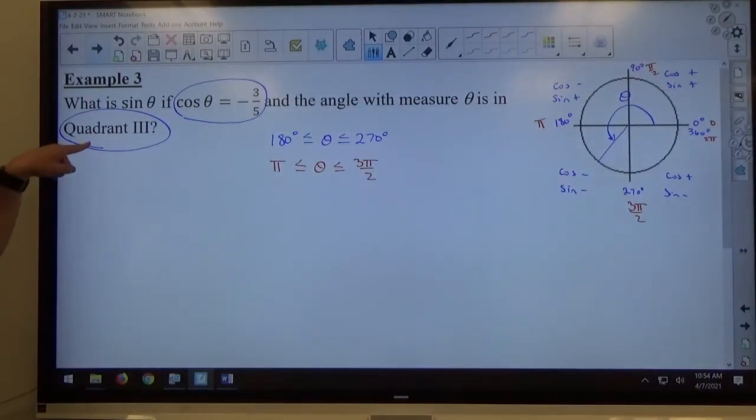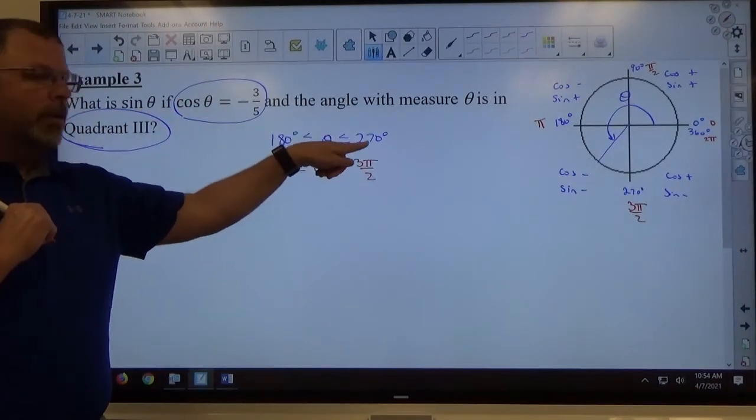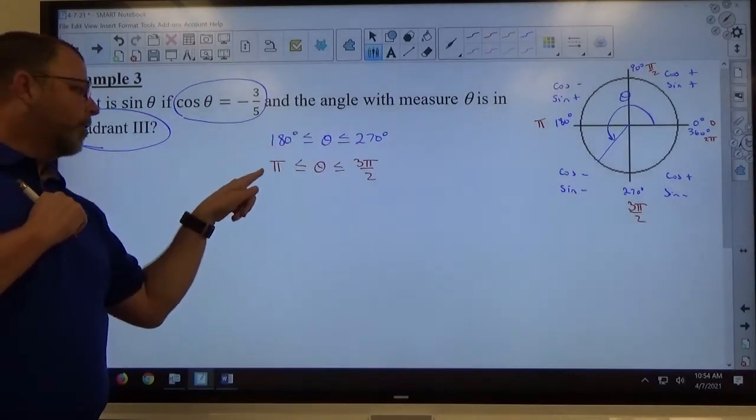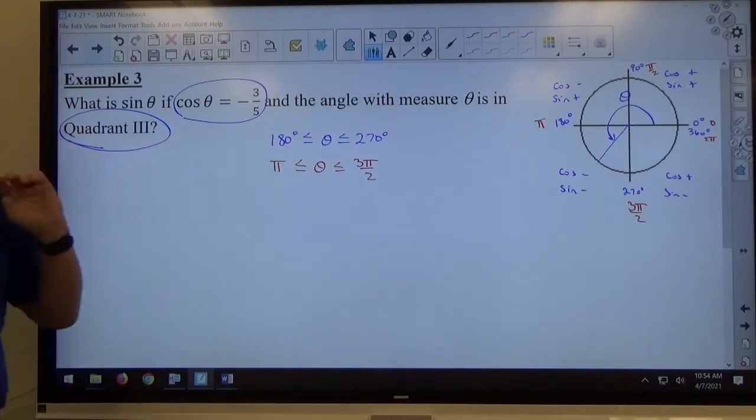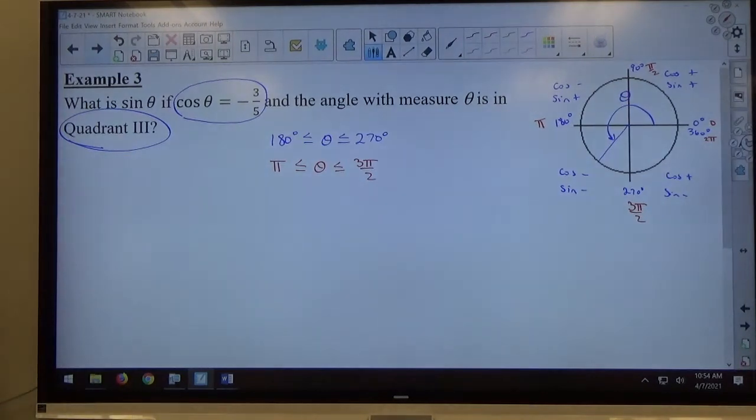So they'll either tell you in quadrant 3, or they'll say you're between 180 and 270, which is quadrant 3, or they'll say you're between pi and 3 pi over 2, which is quadrant 3. The necessity is what quadrant you're in. That's what you need to know. You know what quadrant you're in, you can find your answer.